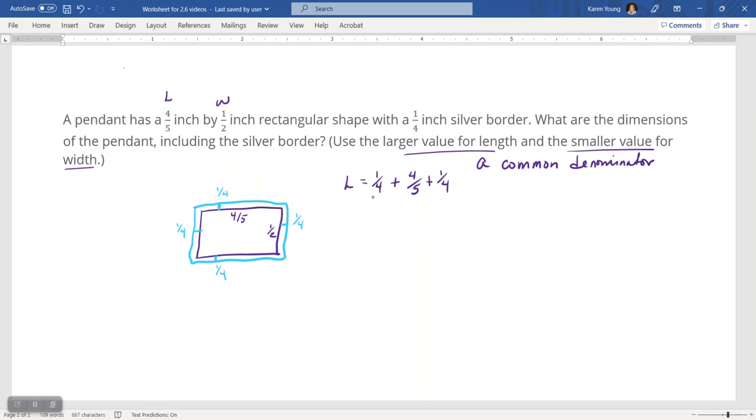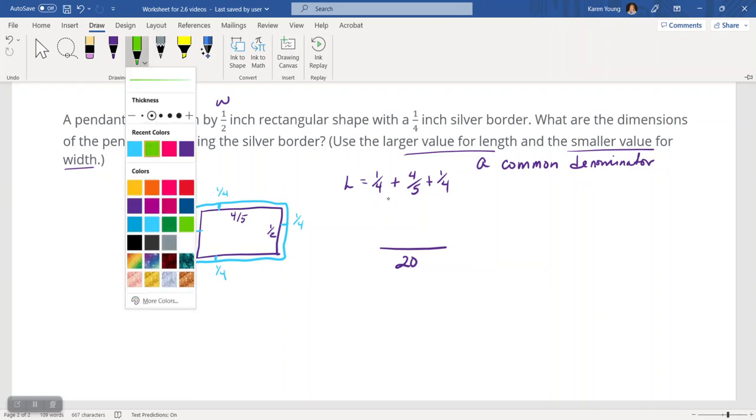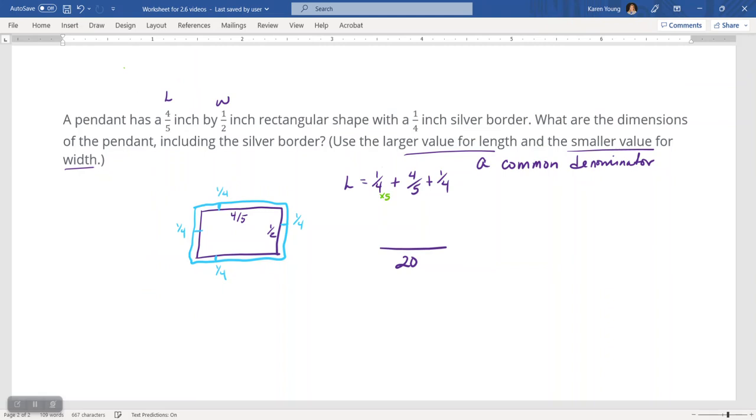So if I take 4 times 5, that gives me 20, and 5 times 4 of course is 20, so 4 and 5 will both go into 20. I can use 20 for my common denominator. And again, whatever I multiply on the bottom, I have to multiply on the top. So if I multiply 4 times 5, I'm going to have to multiply the 1 by 5, which gives me 5. If I'm multiplying the 5 by 4 to get 20, then I have to multiply the 4 by 4 on top, and that gives me 16. And then on the last one, I'm going to multiply the 4 by 5 to get 20, so I have to multiply the 1 by 5, which gives me 5.